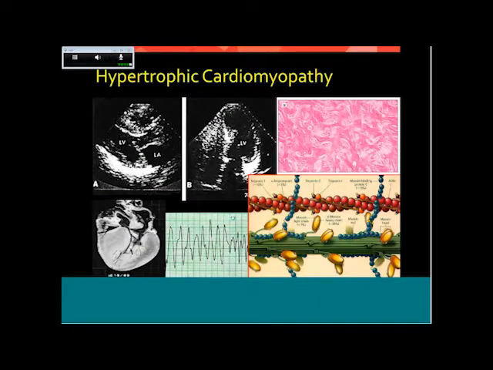Some of the causes, as I mentioned, the most common cause is hypertrophic cardiomyopathy. And this is a disease of the cardiac sarcomere, the muscle protein here that causes hypertrophy, particularly of the septum. Myocyte disarray, you see some fibrosis and disarray, thickening here, ventricular arrhythmias, and it's due to mutations in genes called the sarcomere, so myosin and actin and troponin, those types of genes.